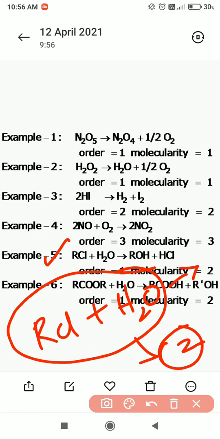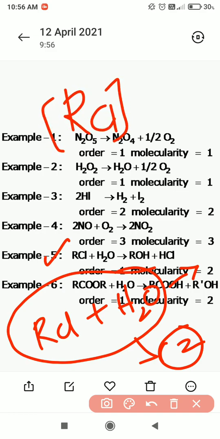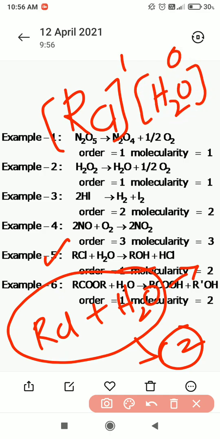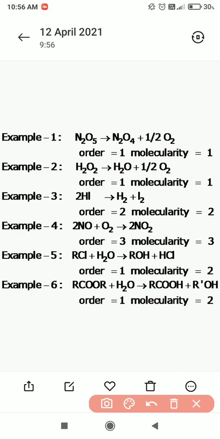Now what is the order of reaction in this chemical equation? Here the water molecule is always considered as 0. Therefore the RCl concentration power is 1 and the H2O concentration power is 0. So 1 plus 0 is equal to 1. The order is first order.